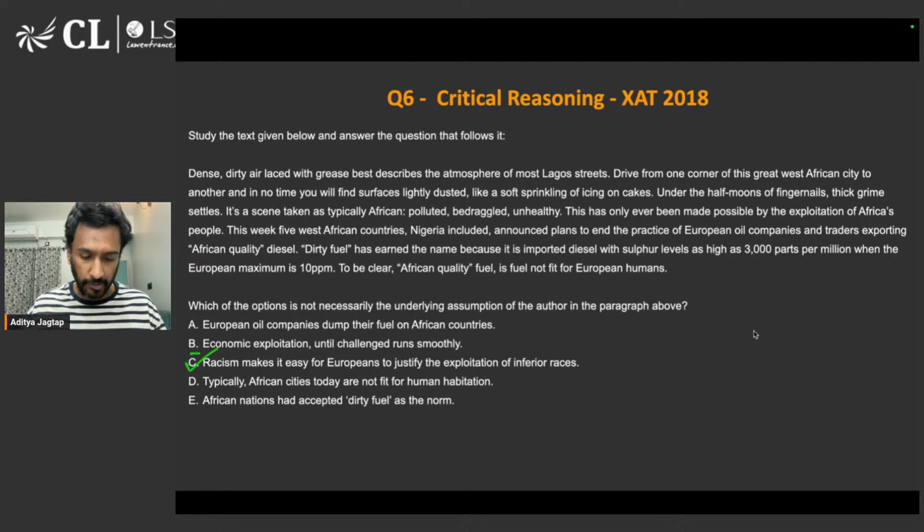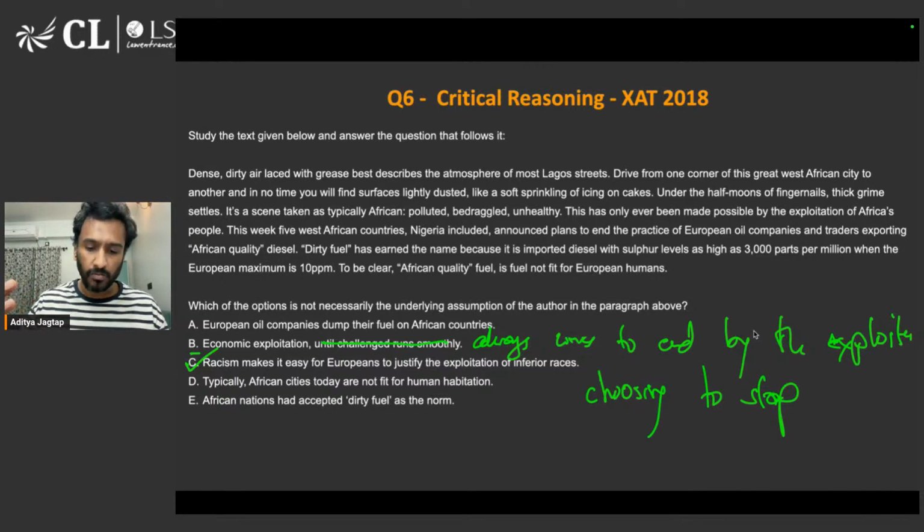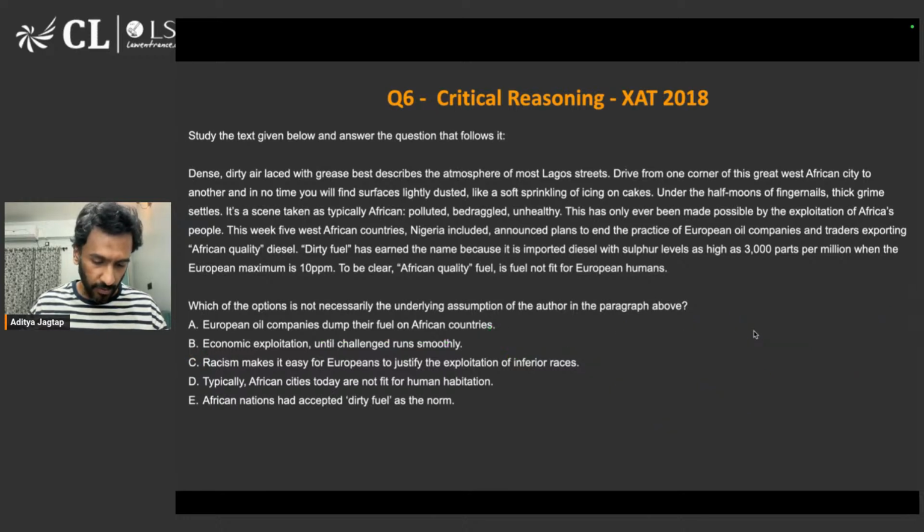B, if I say economic exploitation until challenge does not run smoothly, or economic exploitation always comes to an end by the exploiters choosing to stop, I know this is longer, but it'll be clear, this would be invalid, right? This is the opposite of what is stated in the passage. In the passage, we are told that the exploiters are forced to stop by the African nations. So C is the right choice here.